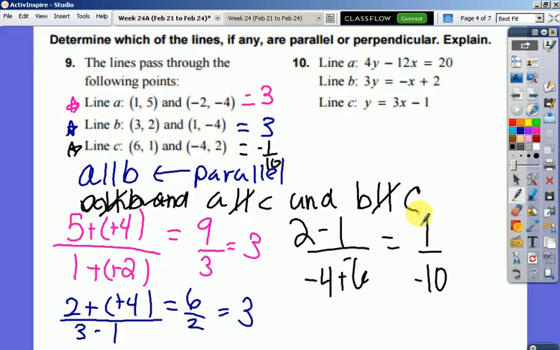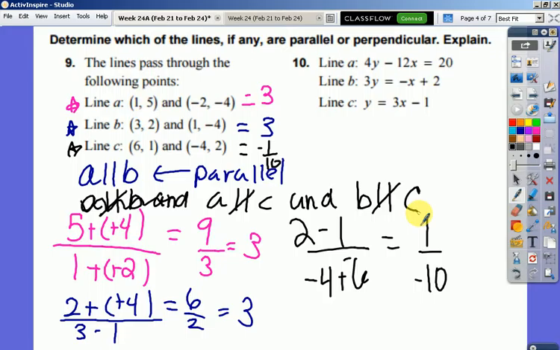Alright, number 10. What do we have to do to solve number 10? Aiden, turn around. How do I solve number 10, Aiden? Yes. How will I do that?